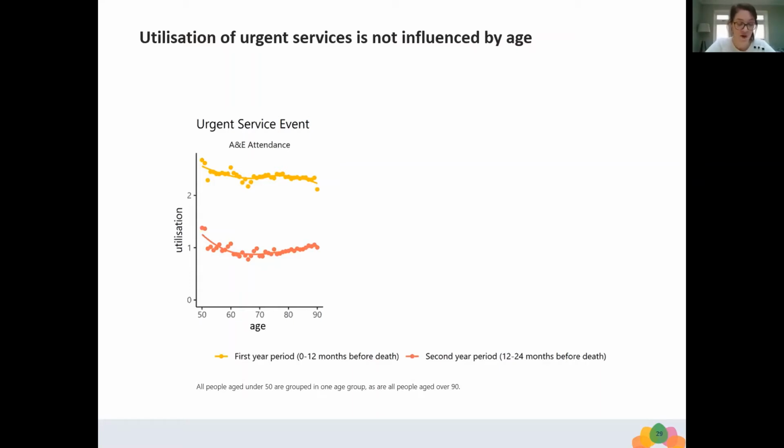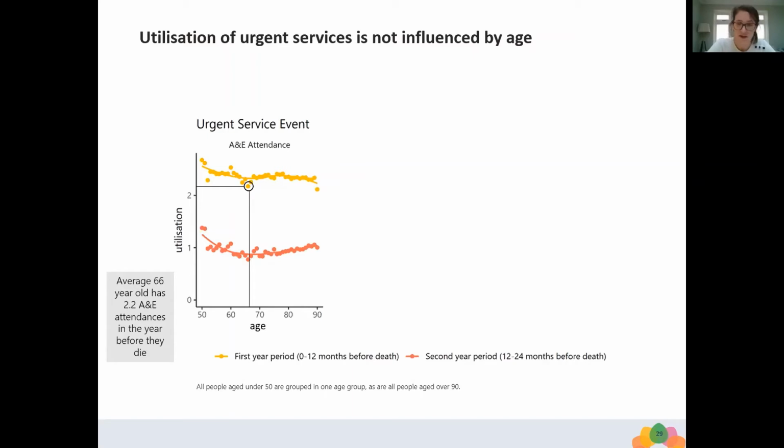So on this first chart, which is at service level for A&E attendances, I'll explain this chart in a little bit more detail, just to help with understanding how age utilisation works and with interpreting this series of charts. So as an example, this data point represents all 67-year-olds, i.e. all those people who died in the Midlands aged 67 in 2018-19. And it shows how much activity they use on average in the first year prior to their death, which is around about 2.2 A&E attendances.